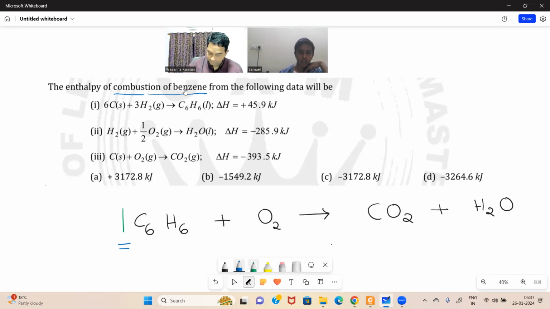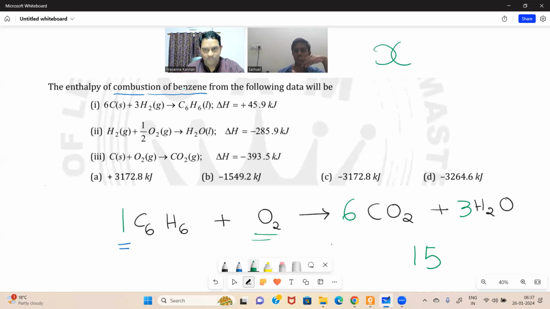Listen here. This is 6, correct? This is 3, correct? So how many oxygens do you have on the left and right hand side? 15. How many do you need here? We need 15. How do you get 15? Already 2 is there. And how do you get 15? 7.5. That's all. If you want, you can write it as 15/2. 7.5 or 15/2, doesn't matter. This should be done within 10 seconds, Samuel.